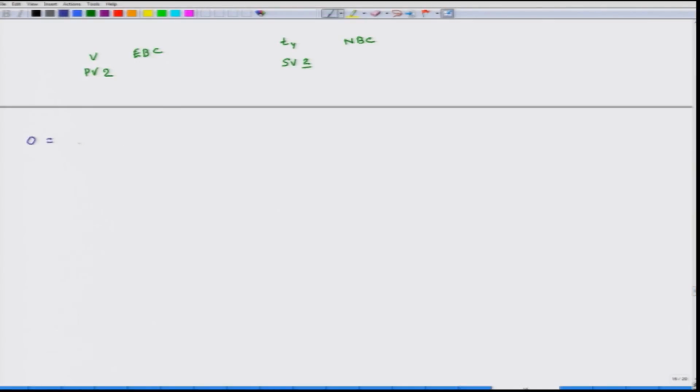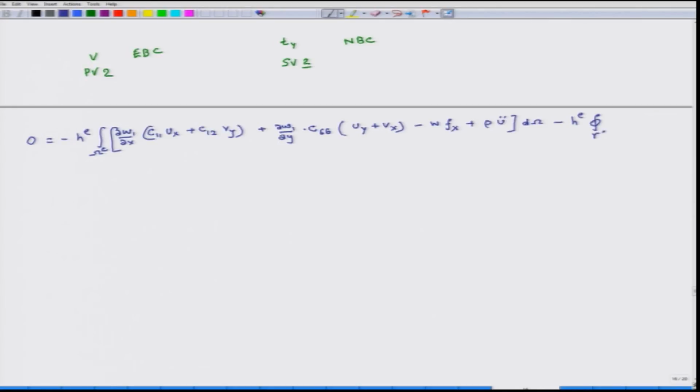in the weak form. So, 0 equals minus He integral over the domain of del W1 over del x times C11 Ux plus C12 Vy, plus del W1 over del y times C66 Uy plus Vx, minus W1 fx plus rho u double dot, integrated over the domain, minus He boundary integral of Tx W1 ds.